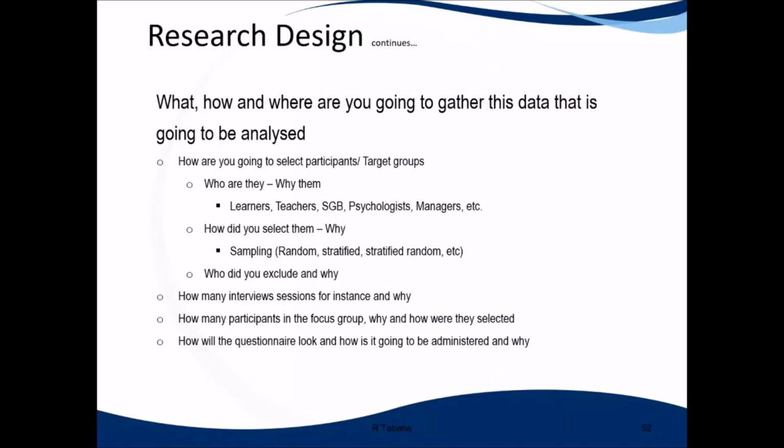So what, how, and where are you going to gather your data? So those participants, how are you going to select them? You said 2 nurses. How are you going to select those 2 nurses, the target group? Who are they and why? Why them? Why these ones and not those ones? Because here you are, you have a room full of doctors who contracted COVID from assisting at hospital. But why those 2, not the others? You must have reasons for selecting those, right? How did you select them and why? Who did you exclude and why?